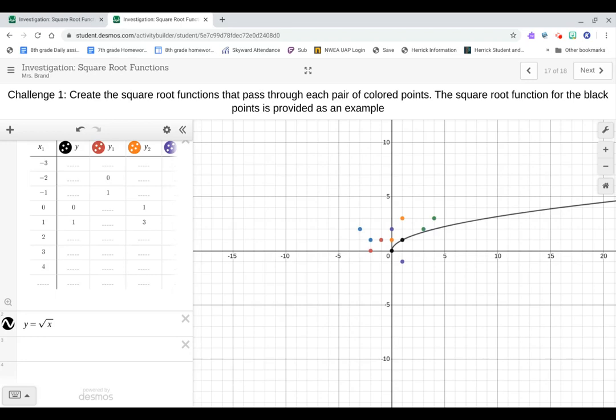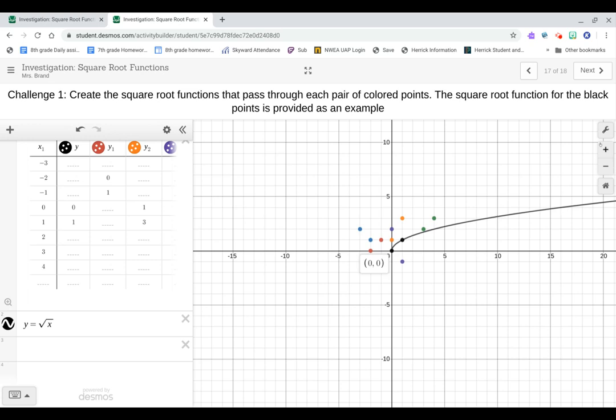Hello, algebra students. I wanted to go over numbers 17 and 18 in the Desmos activity because there were a few questions on it. So we are dealing with y equals the square root of x. That is going to be our parent function in chapter 10. So this is from section 10.1. The way that y equals the square root of x looks is this black line right here.